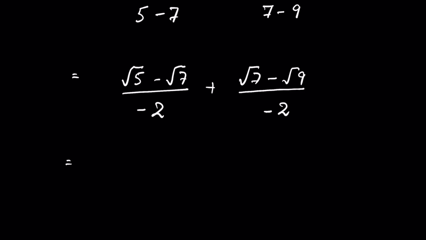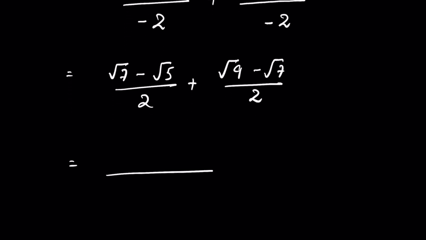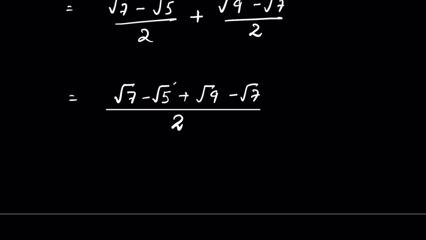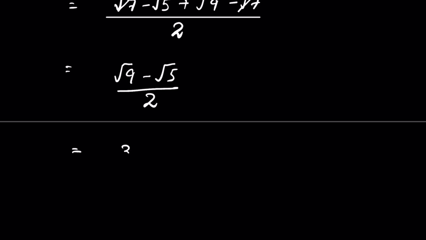So we multiply and divide by minus 1, so it is square root of 7 minus square root of 5 upon 2 plus square root of 9 minus square root of 7 upon 2. Now we have a common denominator, so we can write square root of 7 minus square root of 5 plus square root of 9 minus square root of 7. So square root of 7 and minus square root of 7 will get cancelled. We have square root of 9 minus square root of 5 upon 2. Square root of 9 is 3, so 3 minus square root of 5 upon 2.